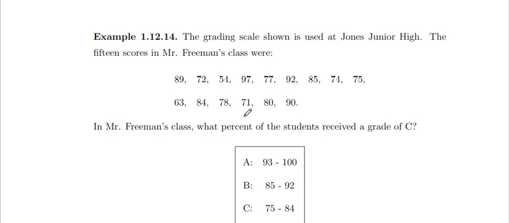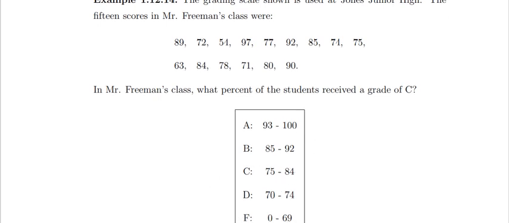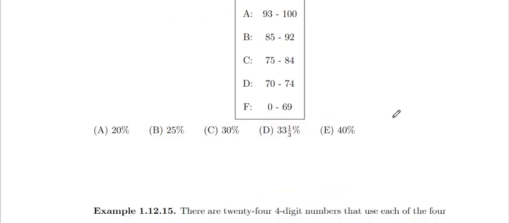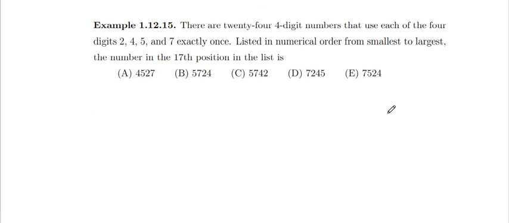Okay. So the grading scale is like this: this is A, this is B, then this is C. So what is the question? What percent of students receive grade C? So this is easy. We just check how many C, then divide it by how many students. This is an easy one. Okay.